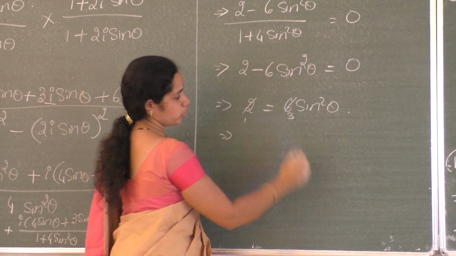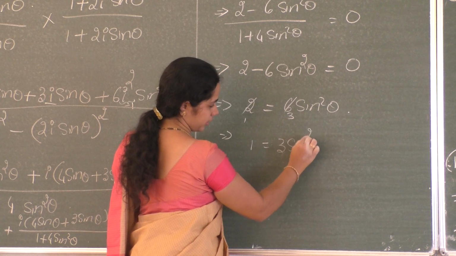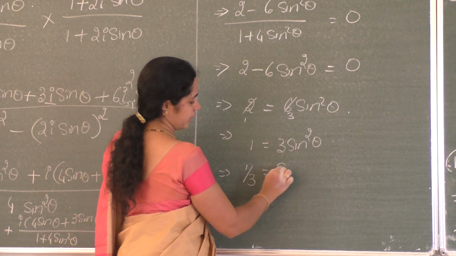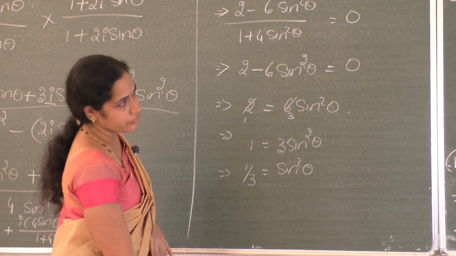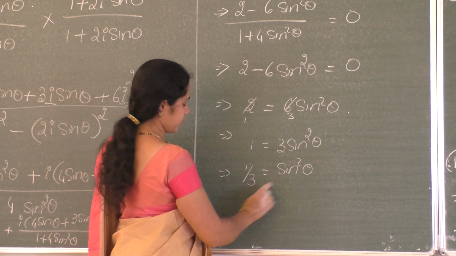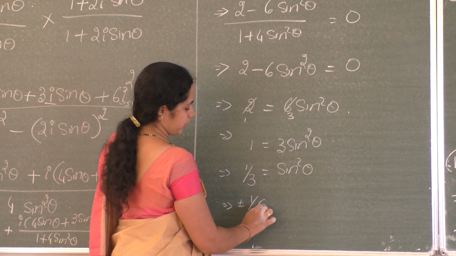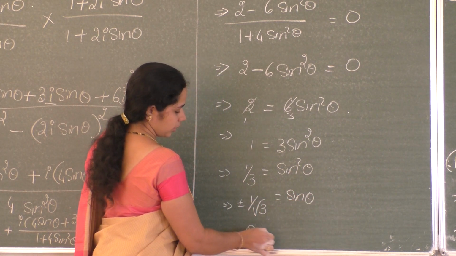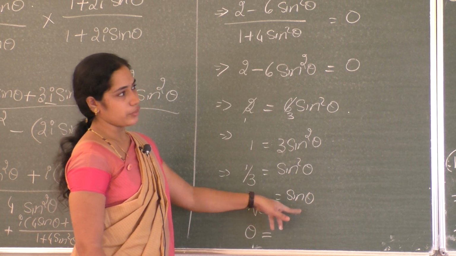2 ones are 2, 3s are 1 is equal to 3 sin square theta. What is sin square theta? 1 by 3 is sin square theta. We need the value of theta. So what is sin theta? Sin theta is plus or minus 1 by root 3. What is theta? Theta is equal to plus or minus sin inverse of 1 by root 3.